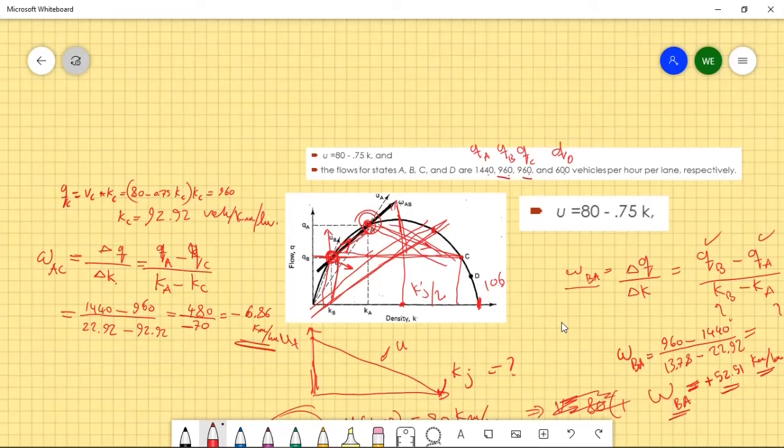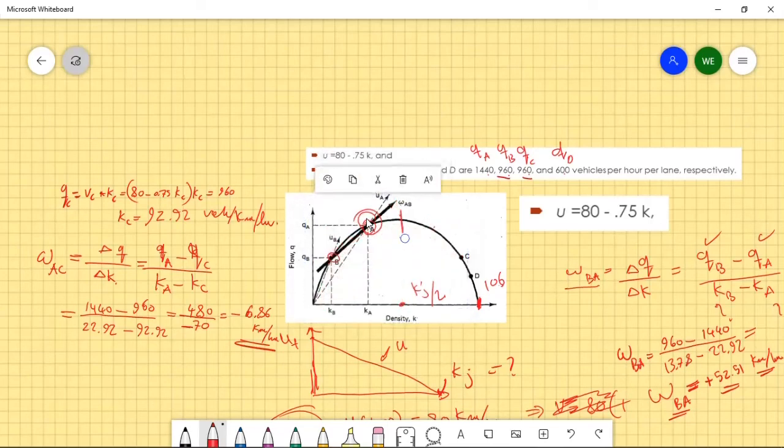Clear, guys? Doctor, the density at A does not change in this case, right? Yes, bravo. The density at A doesn't change, because that's a state, a specific state.